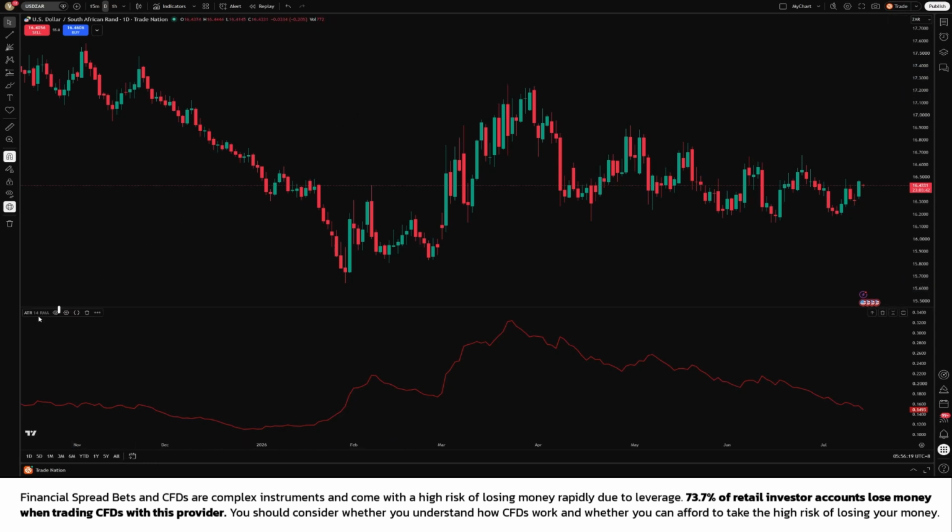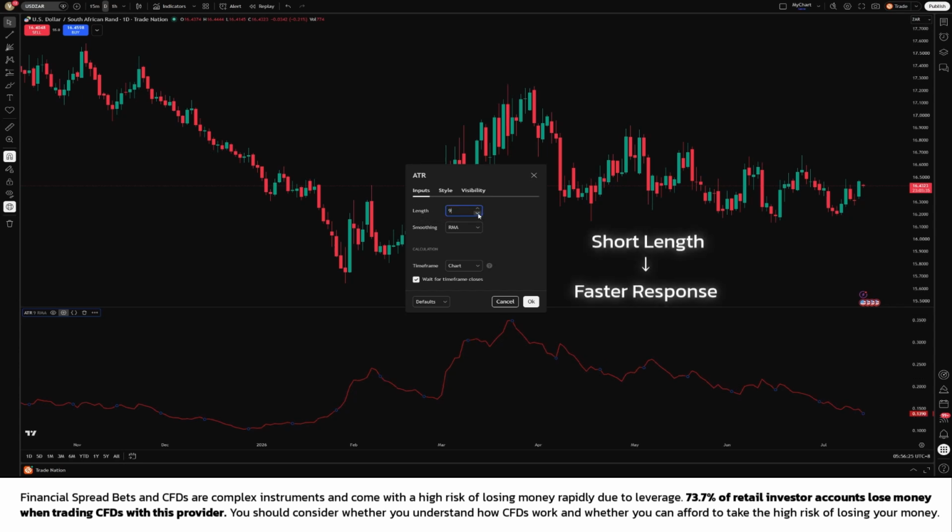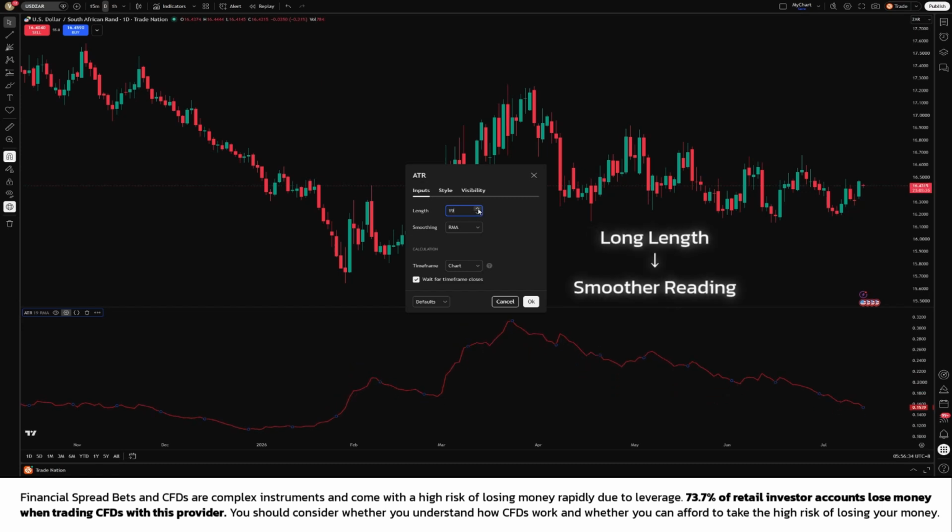On TradingView, the standard setting is commonly based on a 14-period length. A shorter length makes the indicator more responsive to recent volatility, but it can also make the reading more sensitive to short-term noise. A longer length smooths the reading and gives a broader view of market movement, but it may react more slowly when volatility changes.